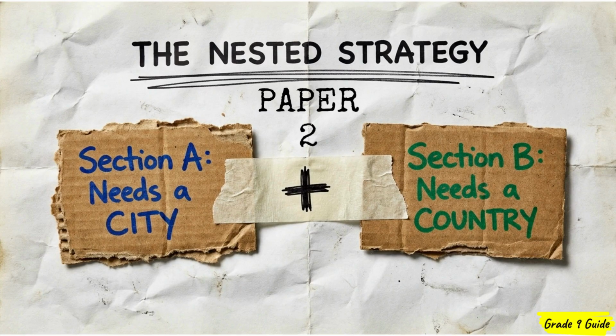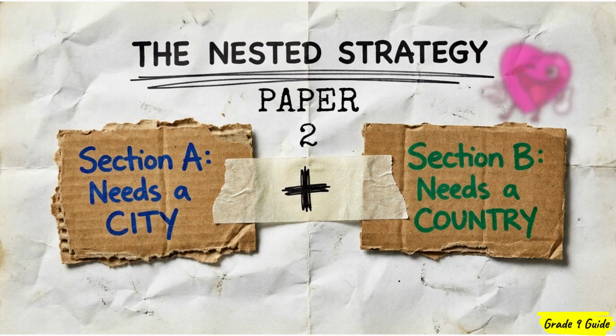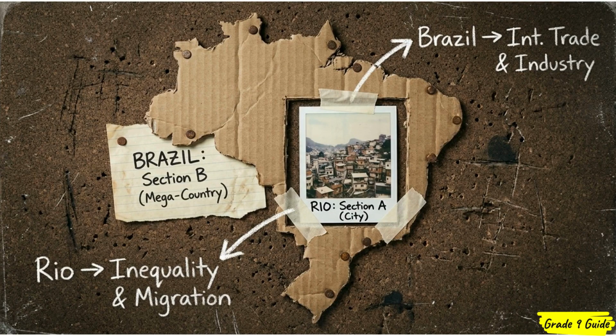Instead of learning a dozen completely disconnected places around the globe, we use the nested case study trick. We pair a country with its major city. Let's use Brazil and Rio de Janeiro. Brazil is your mega country for Section B. You use it to discuss international trade and rapid industrial growth. Then you zoom in. Rio de Janeiro is your city for Section A. You use it to cover extreme urban inequality and rural to urban migration.